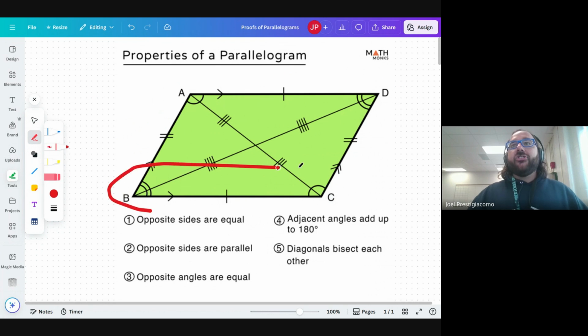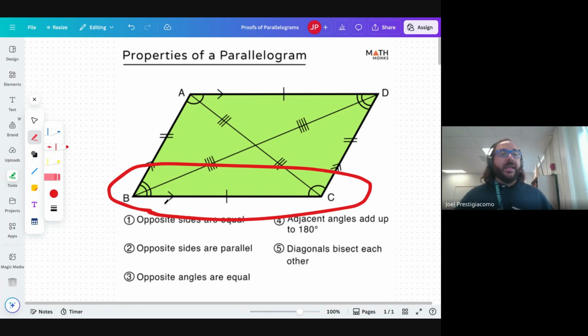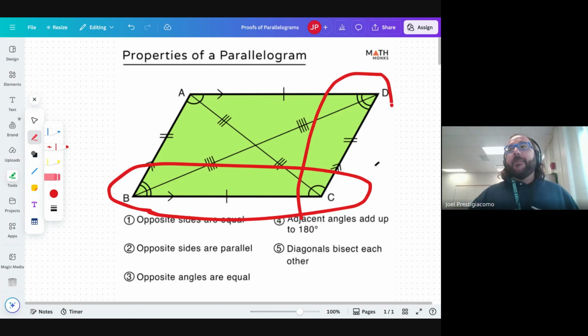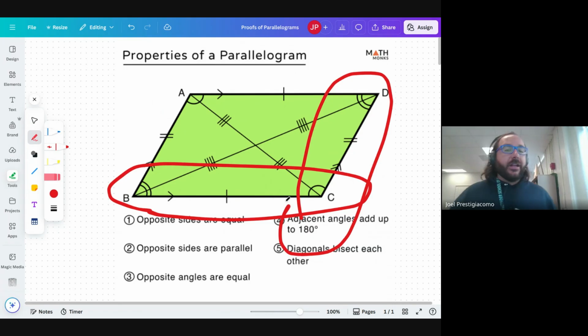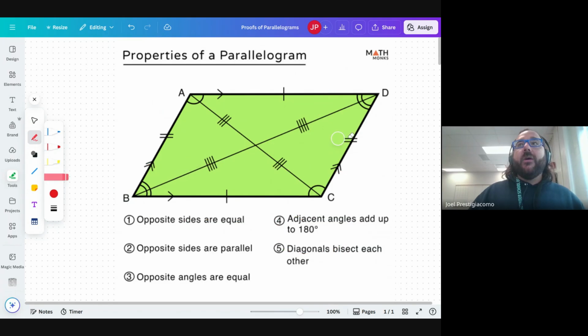Another thing is that adjacent angles are going to be supplementary, right? So angles that are next to each other will add to make 180. And that happens this way as well, right? So as long as the angles are next to each other, we can get that measurement. So that's another thing we know has to be true.